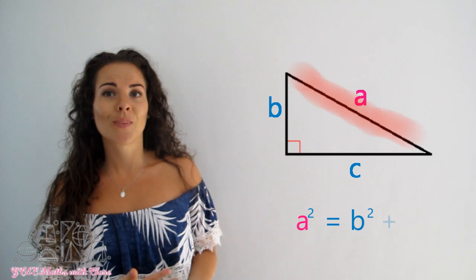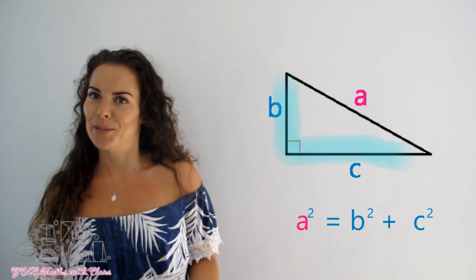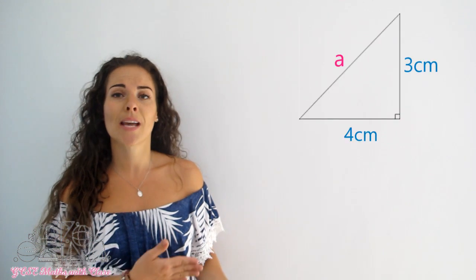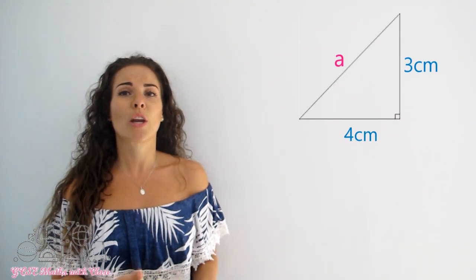What do I mean? If I've got a right angled triangle, this long side squared equals the other two sides squared. Simple. So how do we use this formula? Basically, if you have a right angled triangle and you know two sides, but you want to know the last one, then you just use Pythagoras. For example, we have this triangle here where one side is 4 centimeters and the other side is 3 centimeters, but we want to know that longer side.